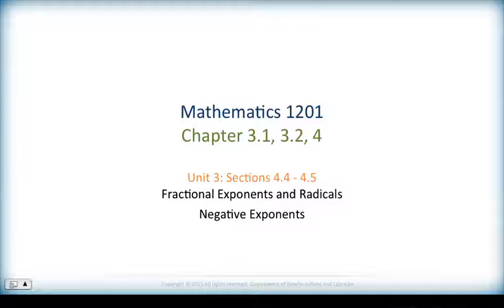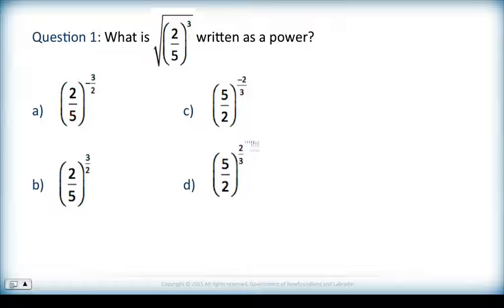In this lesson, we will look at questions from Unit 3, Sections 4.4 to 4.5, fractional exponents and radicals, then negative exponents. Question 1. What is the square root of 2/5 all cubed written as a power?